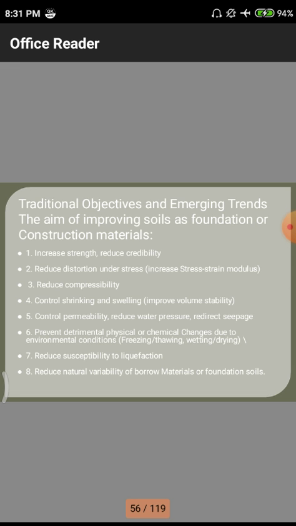Some extra explanation is needed to understand this subject, such as the foundational construction materials we have. First one, increase the strength, reduce compressibility. That means we need to increase the strength of the particular material or project by reducing compressibility. That means with a small volume, we have to achieve a huge amount of strength. That is the main theme of the first point.